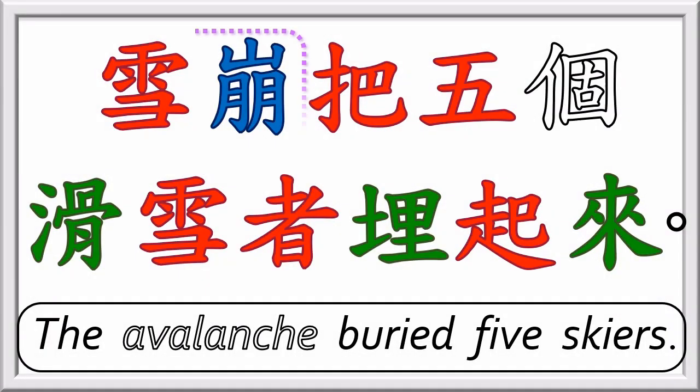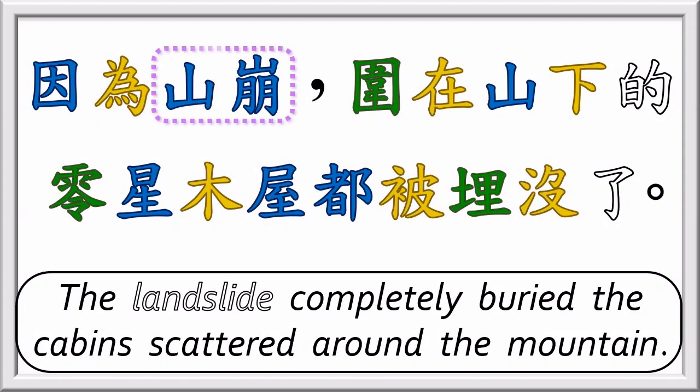If referring to avalanches, 雪崩, or landslides, 山崩, there's obviously no exaggeration implied. 雪崩把5个滑雪者埋起来。The avalanche buried 5 skiers. 因为山崩，围在山下的零星木屋都被埋没了。The landslide completely buried the cabins scattered around the mountain.